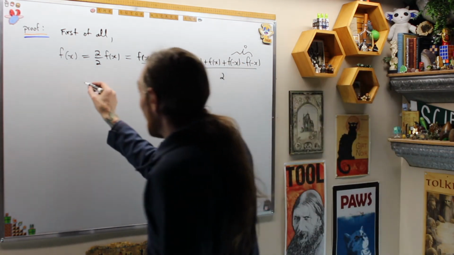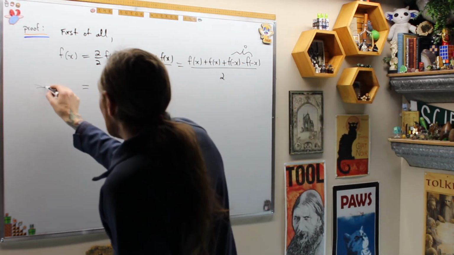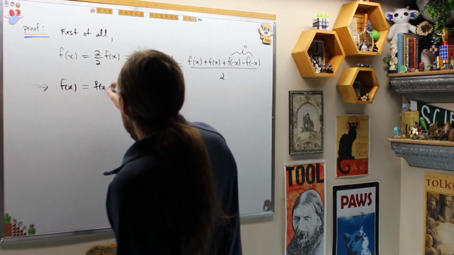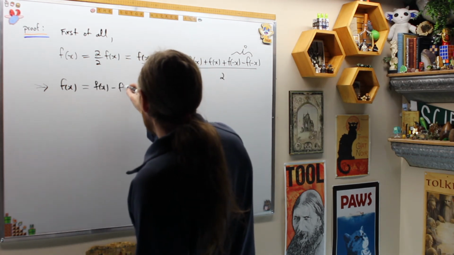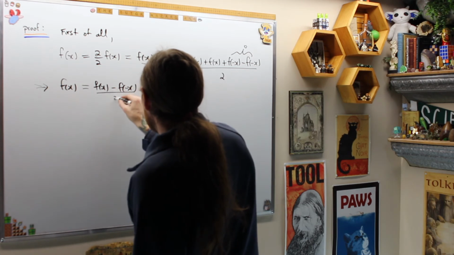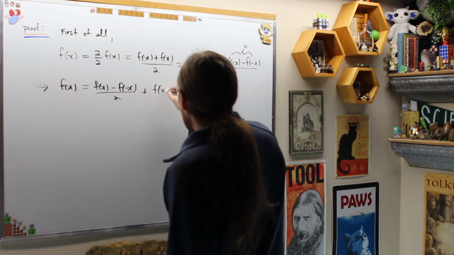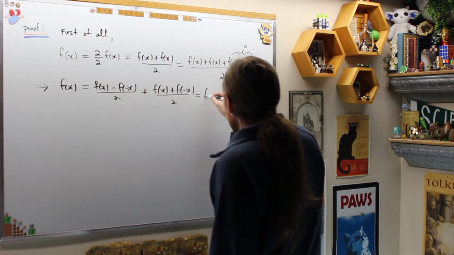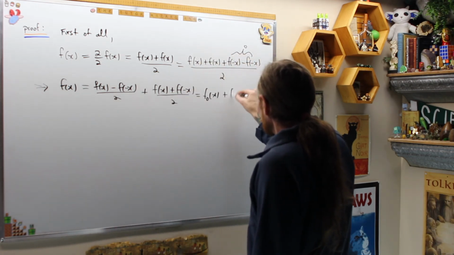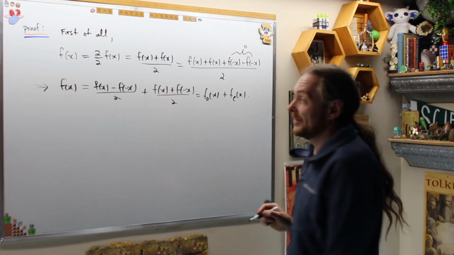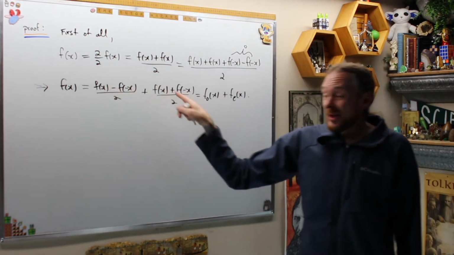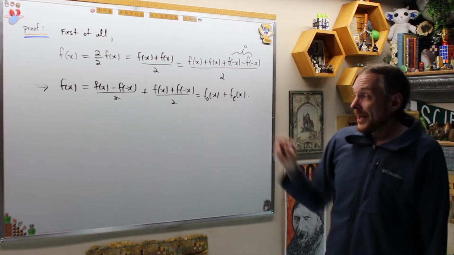So then what I get from that is, this says that f of x is equal to f of x, let's regroup, minus f of negative x over 2, plus f of x plus f of negative x over 2, which is f_o of x by definition plus f_e of x by definition in my theorem. So I can write f as this weird linear combination of f_o and f_e.